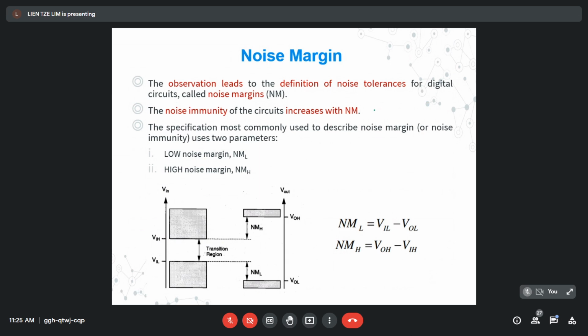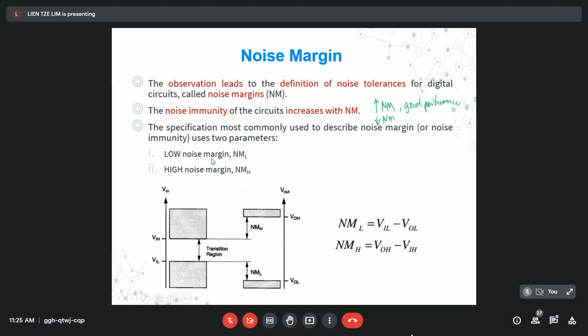If a circuit has a high noise margin, it means that it has good performance. We say it has good performance because it can sustain a high fluctuation of noise and is immune to the noise. If the circuit has a low noise margin, it means that the circuit is very susceptible to the noise. The specifications most commonly used to describe the noise margin use two parameters.